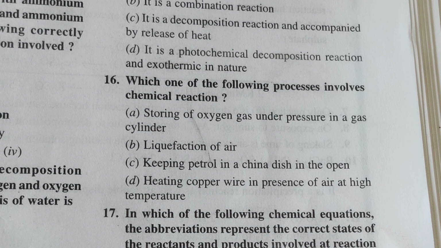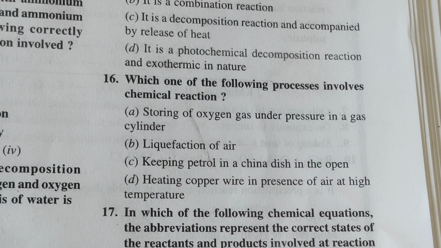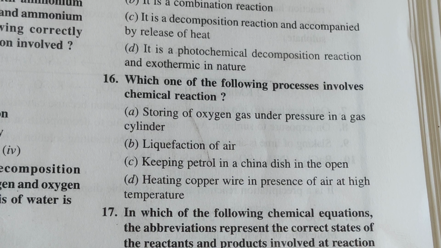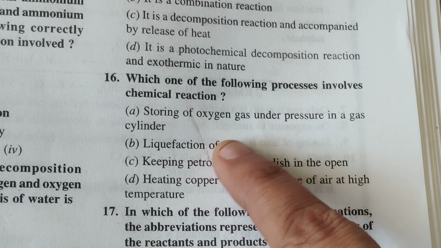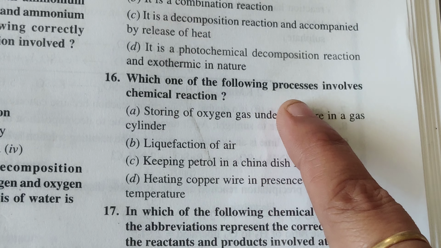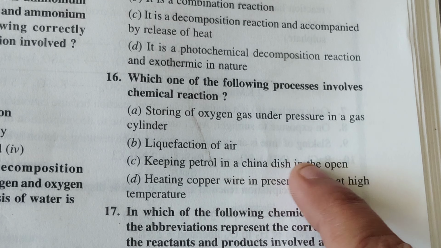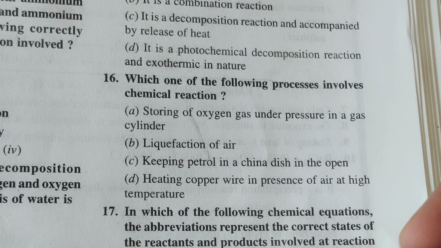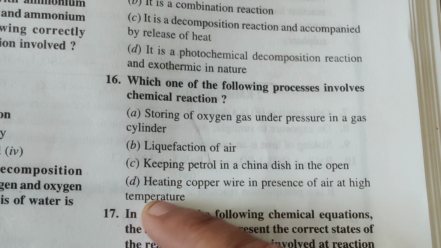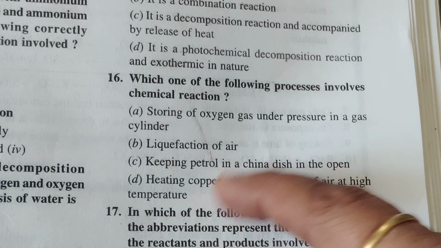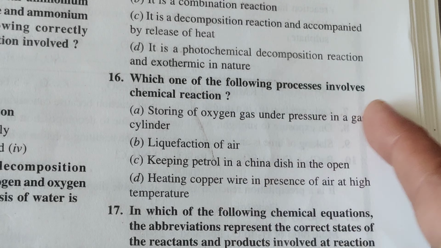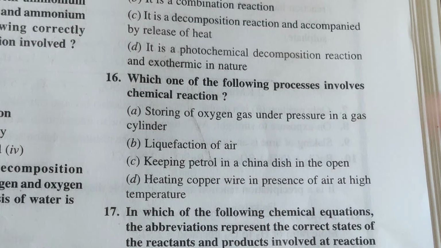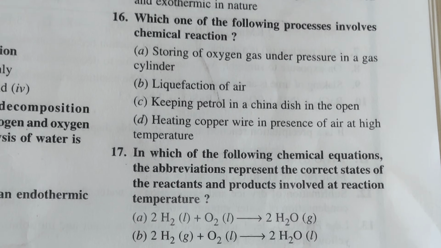Which of the following processes involves the chemical reaction? Storing of gas under pressure in a gas cylinder? No. Liquefaction of air? No. Keeping petrol in a china dish? It is just a simple process where we are keeping the substance. But heating is a process where a chemical reaction will take place: Cu plus O2 forming CuO. It is also an oxidation reaction. So option D here is the correct answer.